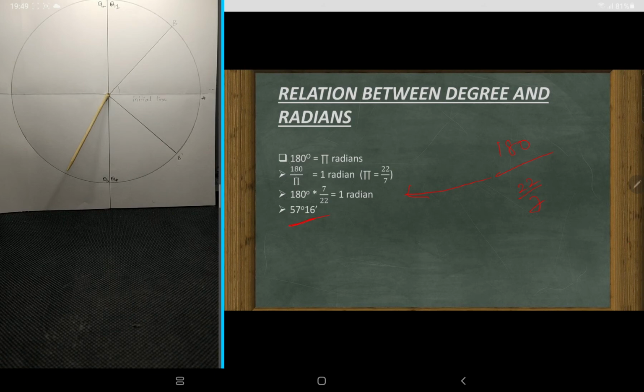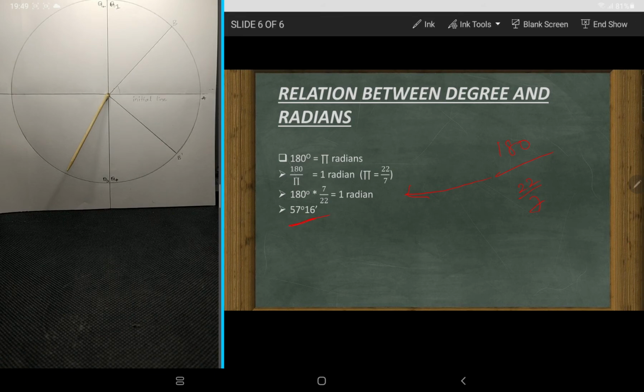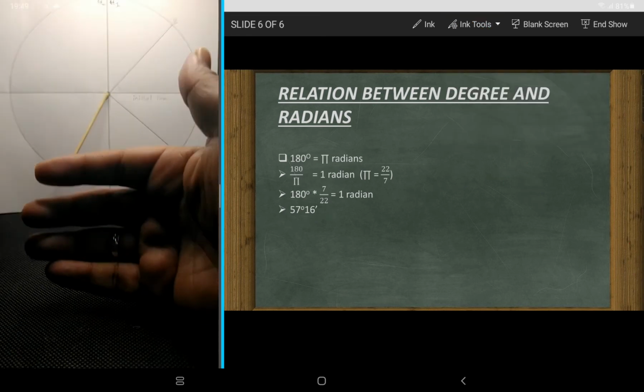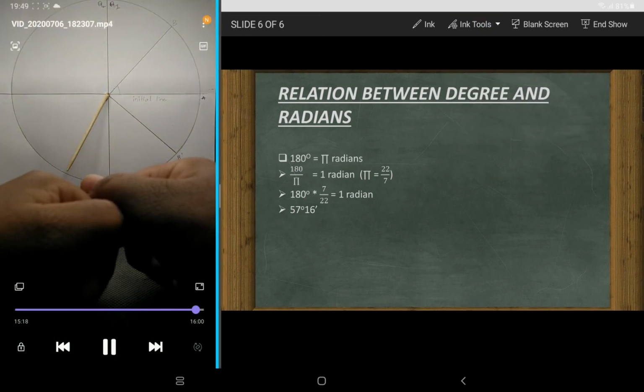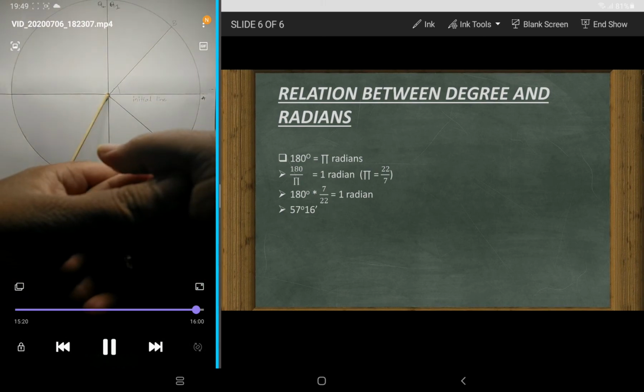So that's it for this video. We are done with an angle, how an angle is formed, what is a right angle, and how we measure it. If you have any doubts, you can go back and repeat the video to understand this.